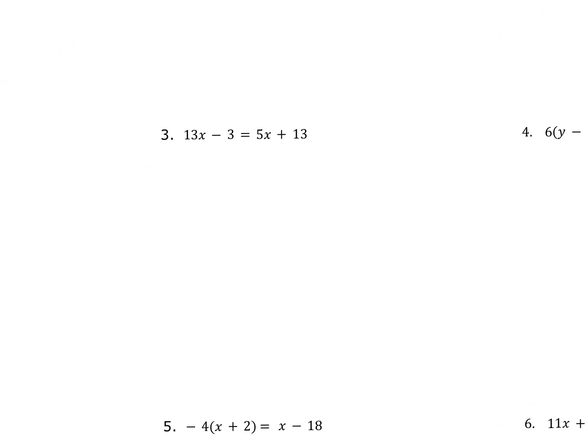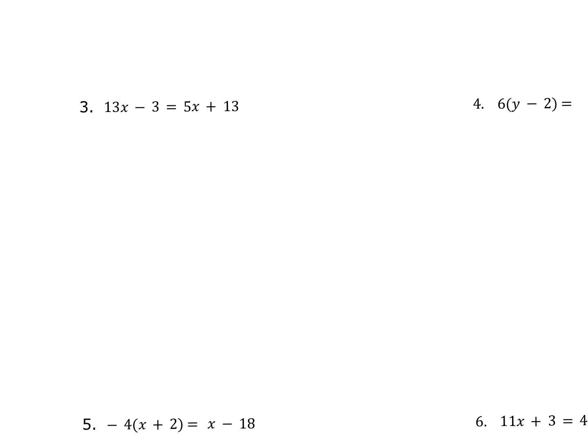Let's look at number 3. Okay, same thing. I'm going to find my equals, and I have a left side and a right side. On this one, I have 13x minus 3 on one side and 5x plus 13 on the other. I want to get my x's together, but one's on my left and one's on my right. I'm going to take that 5x and move it over to my left side. It's a positive 5x, so I'm going to do the opposite. I'm going to say minus 5x and minus 5x.